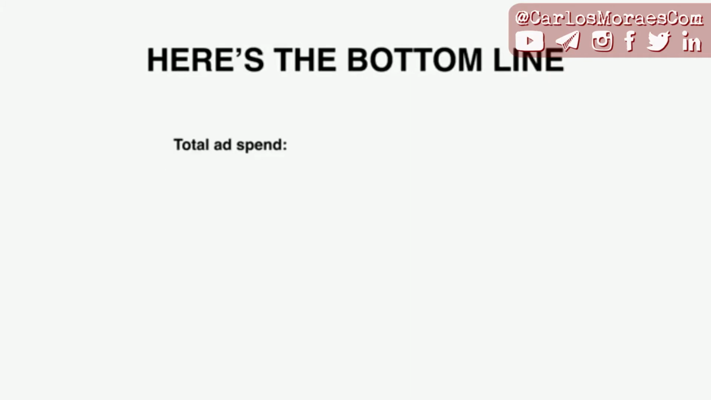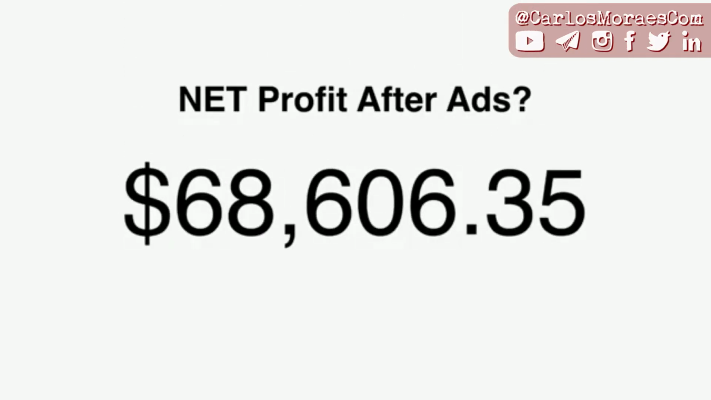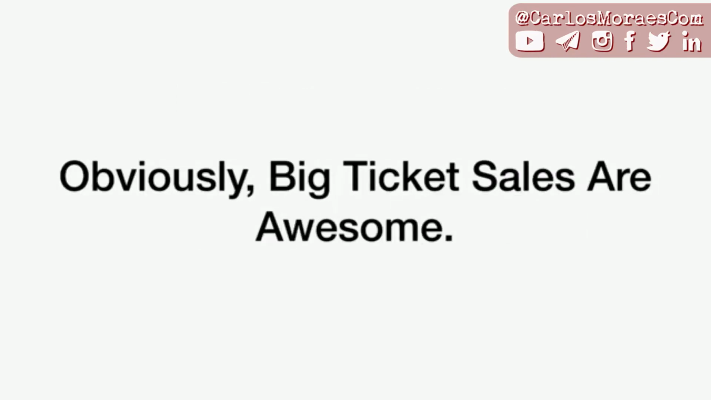Our total ad spend across those 3 campaigns was $18,473. Our total clicks, 7,000 and change. We built a list of 2,600 people. Our total sales, $87,080. Our net profit after ads, of course this is before overhead and stuff, was $68,606. Obviously, regardless of which one of these models you use, big ticket sales are awesome.